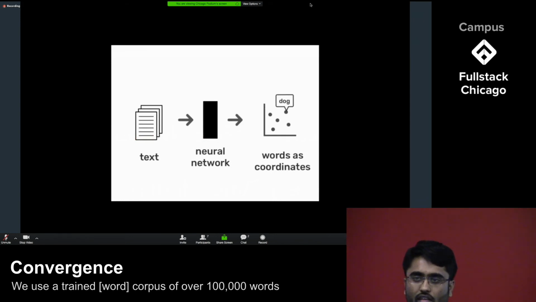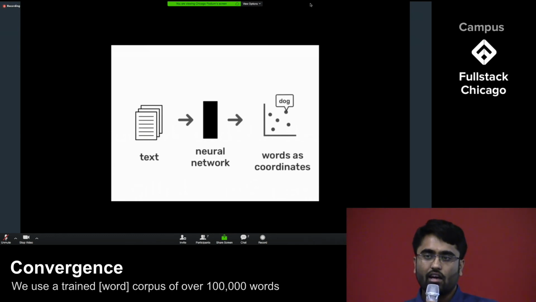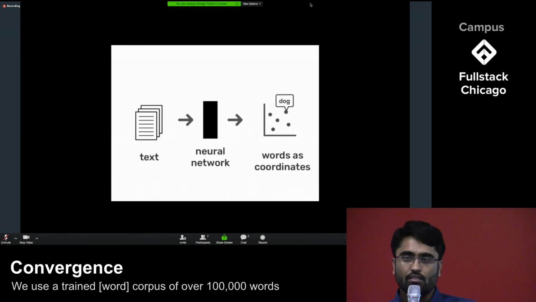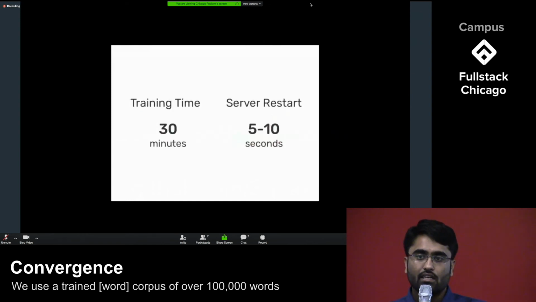Thanks, Mike. So we trained our AI with a neural network that takes in a collection of text and outputs the words as coordinates in space. Similar words live closer to each other in the space, and best of all, we can do math with these representations. This is how we combine cheese and crust to generate pizza, for example. It's beautiful, isn't it? But it comes with a cost.